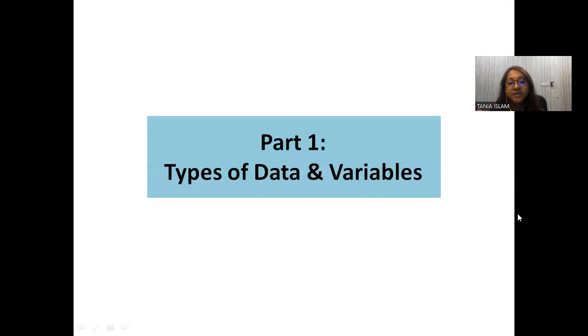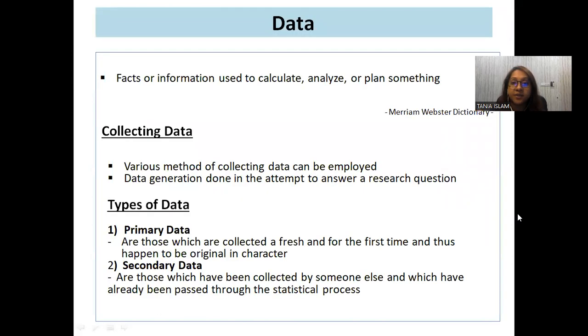Part one, as I mentioned, the types of data and variable, because before starting any statistical analysis or any of your research project, you need to know about the data and variables. Actually, there is a difference between the data and variable. Data are the facts or information used to calculate, analyze, or plan something. Like we collect data from the hospital side, from the patient information, we get different information for different patients. Those are the data for those patients.